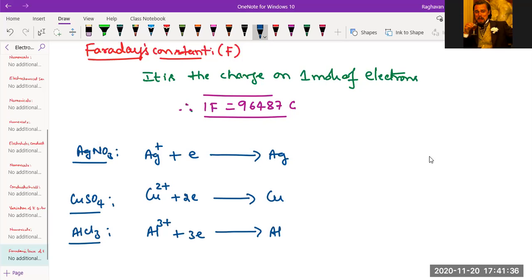Okay. So 1 mole of silver requires 1 mole of electron. 1 mole of copper to deposit requires 2 moles of electrons. 1 mole of aluminum to deposit requires 3 moles of electrons. Right? So what is the charge on 1 mole of electron?